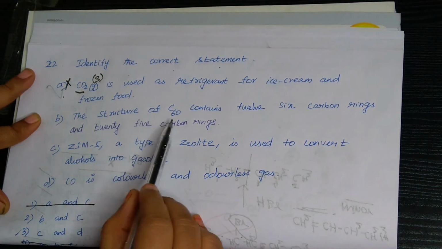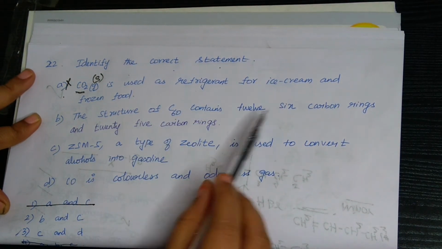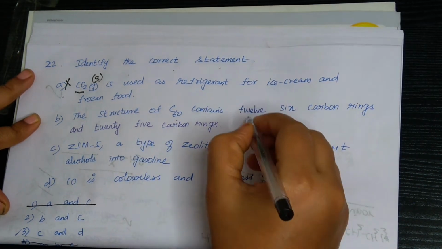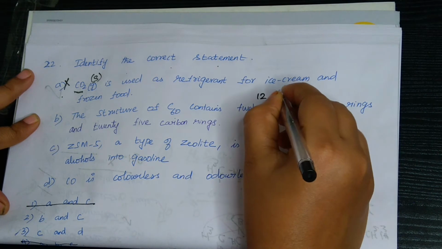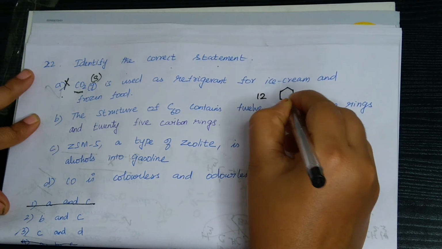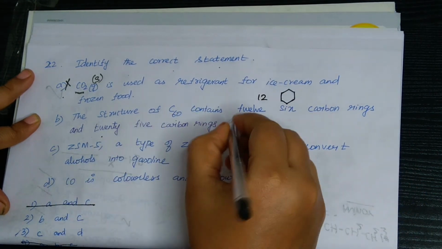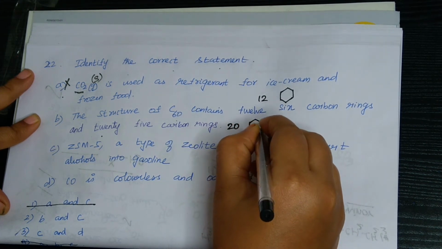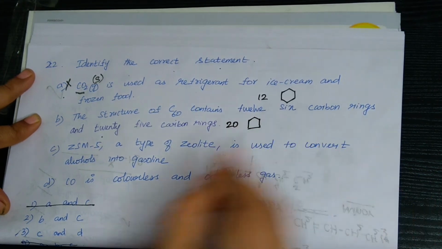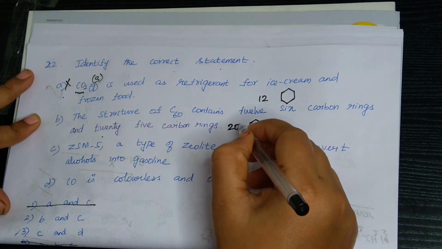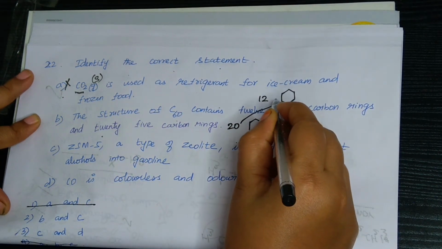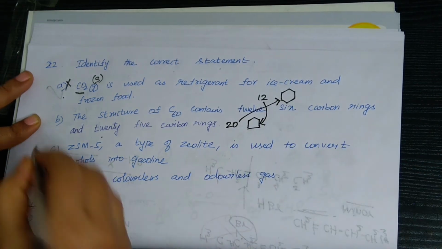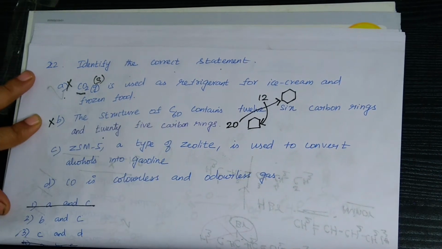The structure of C60 contains 12 six-carbon rings and 20 five-carbon rings. See here they have given 12 hexagonal rings and 20 pentagonal rings. But it is given in reverse. It is 20 hexagonal rings and 12 pentagonal rings. This is also a wrong option.